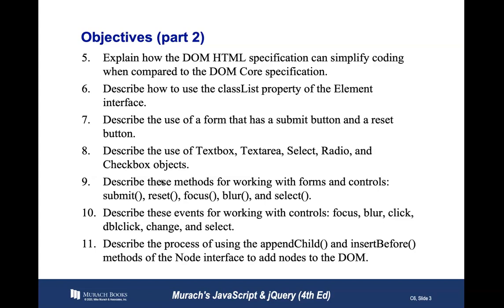Blur is the event that happens when we leave each input type, and select is what happens when we select it. We'll also need to describe the events for working with controls. So all those input types: focus, blur, click, double click, change, which we apply to dropdowns, and select. So we've got all these methods that can call JavaScript functions, and we need to know how those events are applied.